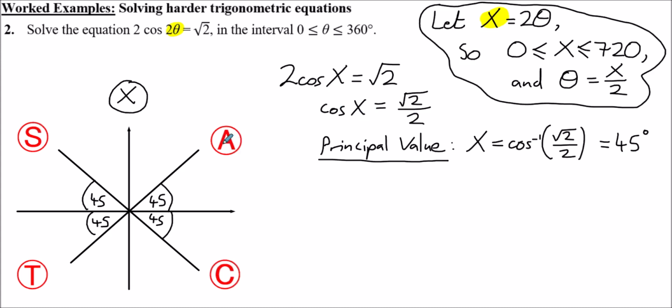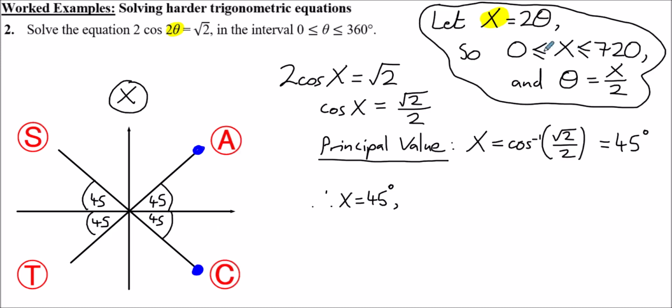Well, cosine is positive in the A quadrant because all of the main trig functions are positive here. So I'm going to highlight this one. And cosine is also positive in the C quadrant down here. And so in the range of 0 to 720, one value we've got for x, which is 45 degrees, so we can add this down straight away. So therefore we can say x could be 45 degrees. Or what we could do is go for this one down here.